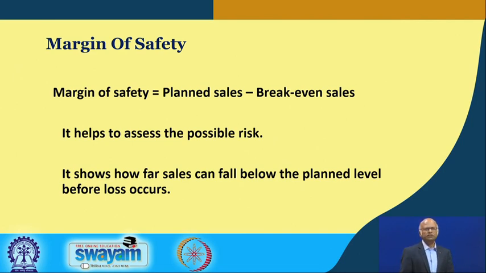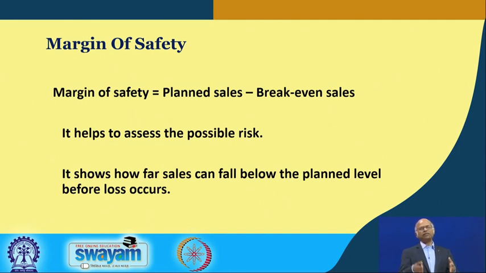Now, revisiting margin of safety. Margin of safety is nothing but planned sales minus break-even sales. It helps to assess possible risk. Suppose your break-even is at 5,000 and your planned sales is 5,500. You are very sensitive to market changes, market vagaries. Market condition goes down or a new competitor comes in and you are unable to sell 5,500, say you sell only 4,500, you incur loss.